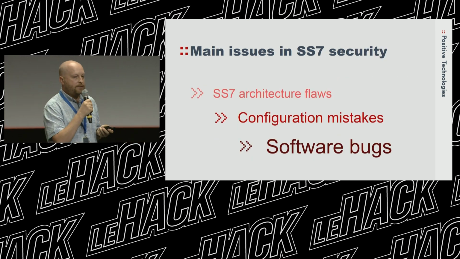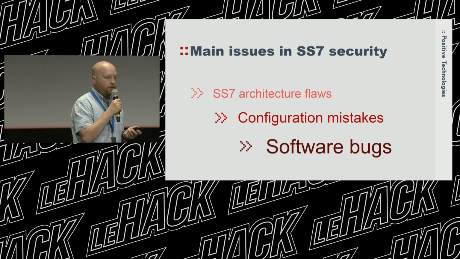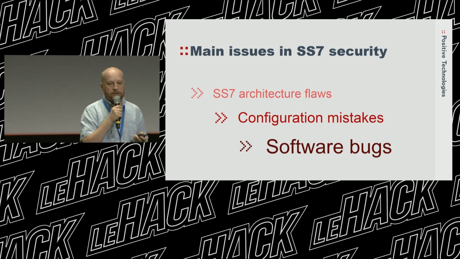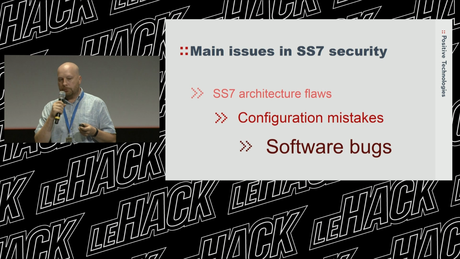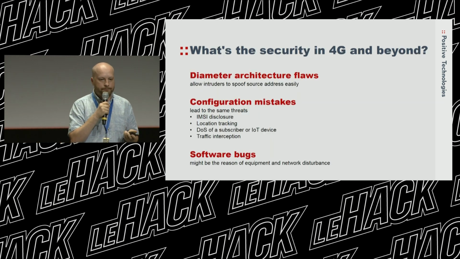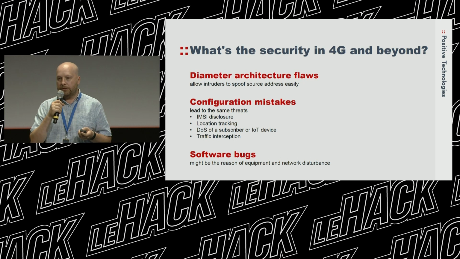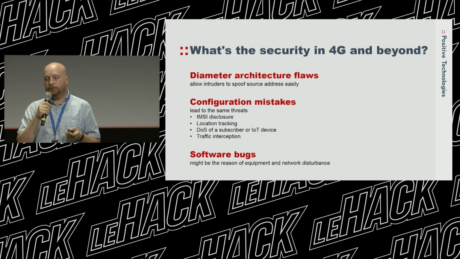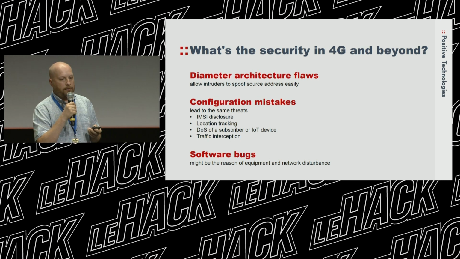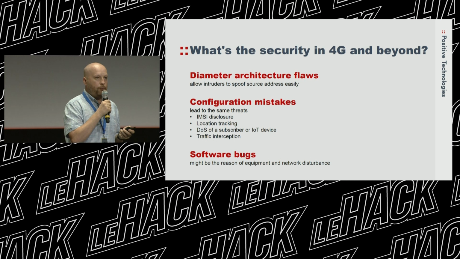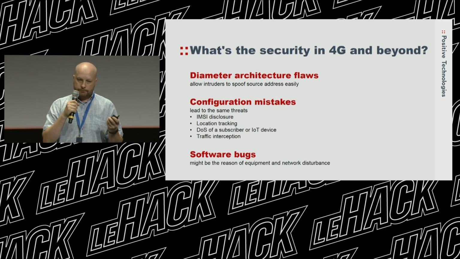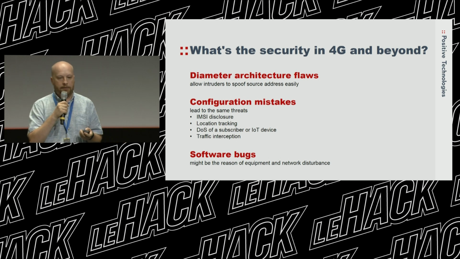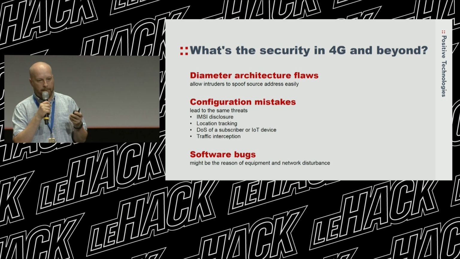The main problems of SS7, of course, the first of them is the flaws of SS7 architecture. Operators are able to withstand this problem, but configuration mistakes and software bugs are still present. And what we see when we research 4G signaling, the Diameter protocol that is used for 4G networks, 4G networks have absolutely the same problems that we could see in GSM and UMTS. So security is a big issue for the operators.